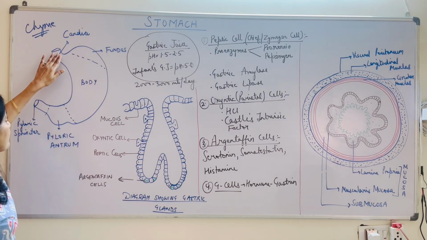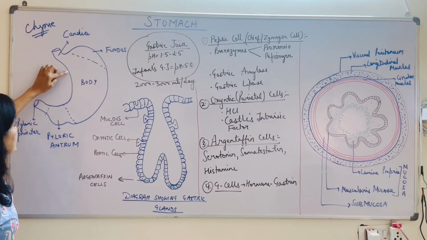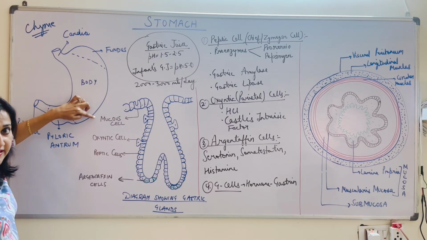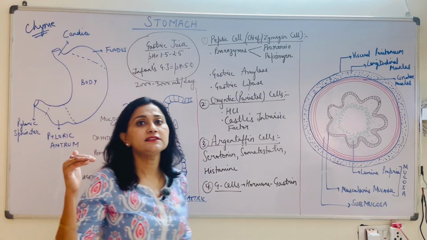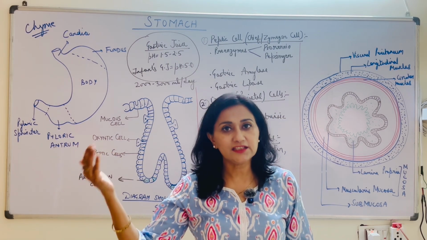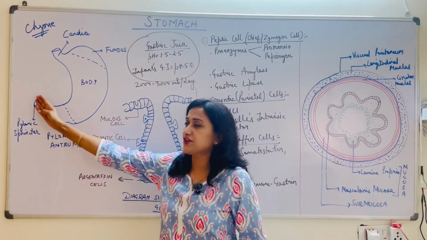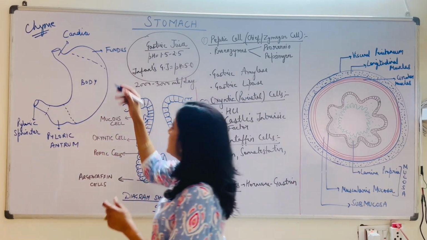Okay. Then from the cardiac part, this is the fundus region. Then the body, this is the lesser curvature, this is the greater curvature. Then comes the pyloric antrum and the pyloric sphincter, and this region is the pyloric part. From the pyloric sphincter, the food will further pass to the small intestine, that is the duodenum part. So here is the connection with the duodenum. Okay. So this is the structure of the stomach.